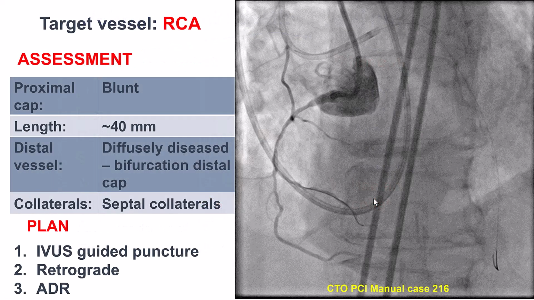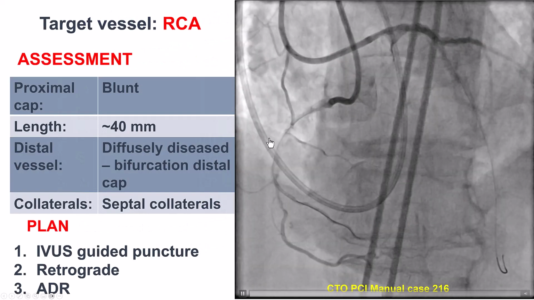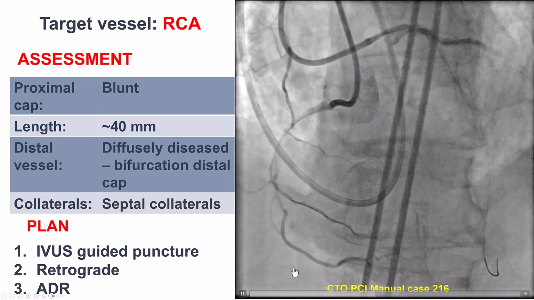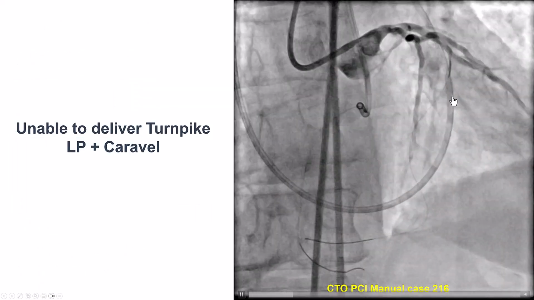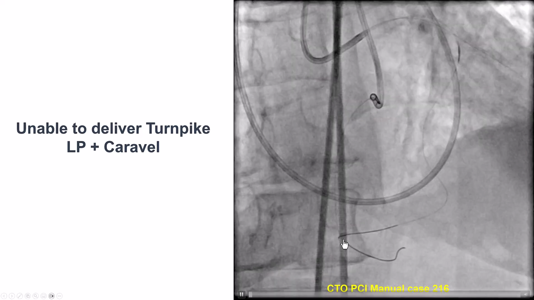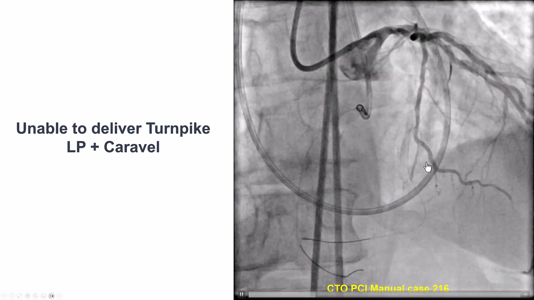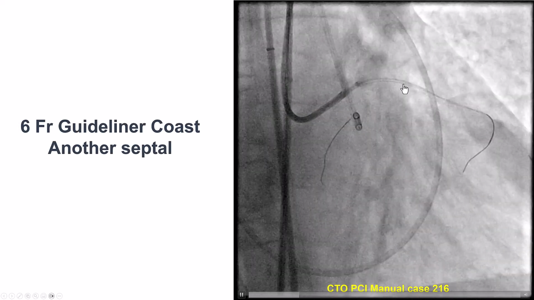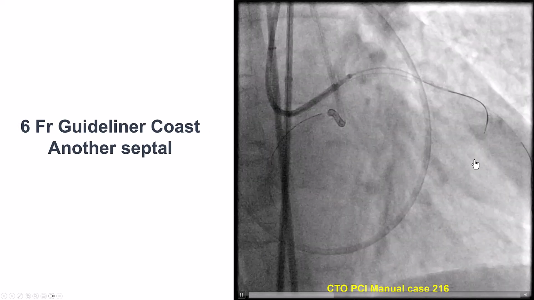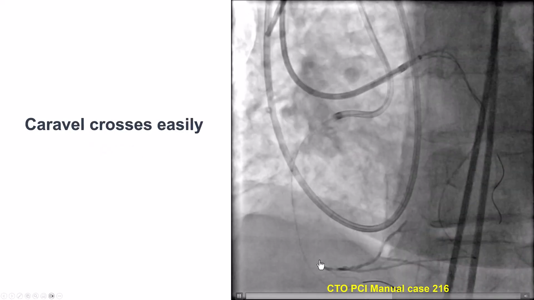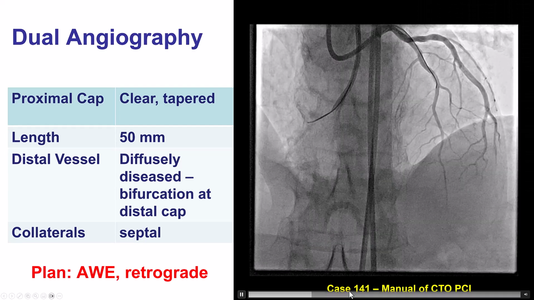And finally, what we can do is just abandon the plans to do retrograde through this collateral and try to use another collateral. This is an example of an RCA, blunt distal cap at the bifurcation of a large acute marginal. We went retrograde, but we were unable to deliver various microcatheters. And then what we did is we ended up giving up on it. We did use a more distal septal. And then this was much easier to cross with a regular microcatheter with a nice result.